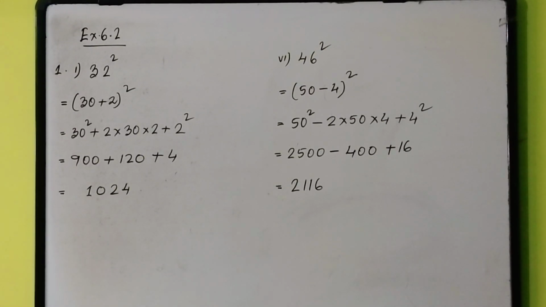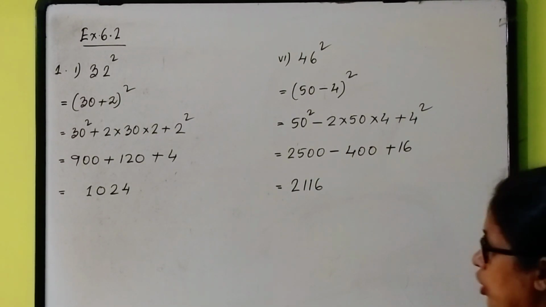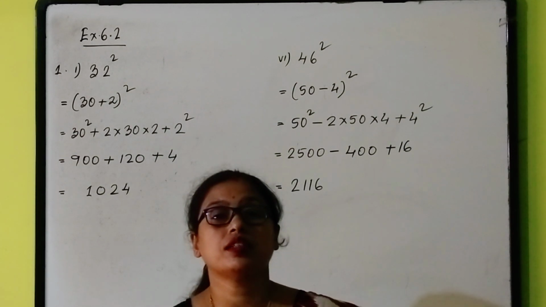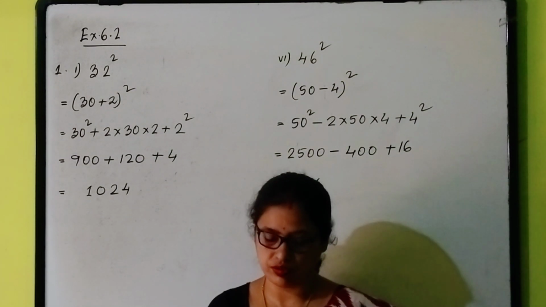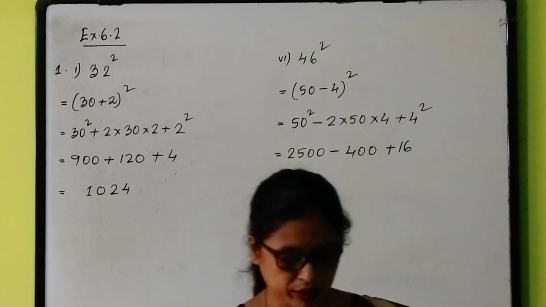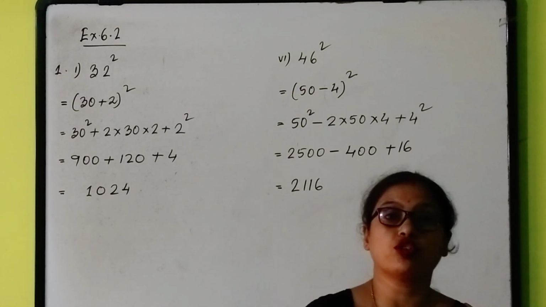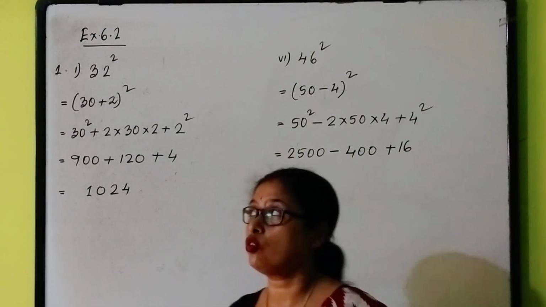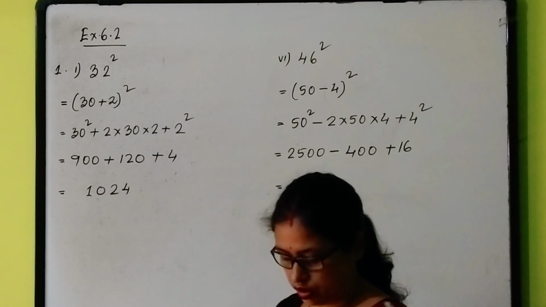Now see, my dear students, exercise 6.2, question number 1. This type of problem already you have done while doing identities. Find the square of the following numbers. You have to find out the square of the numbers given.